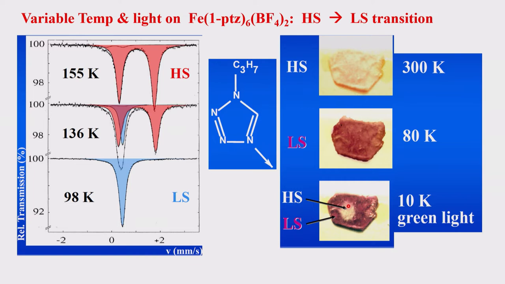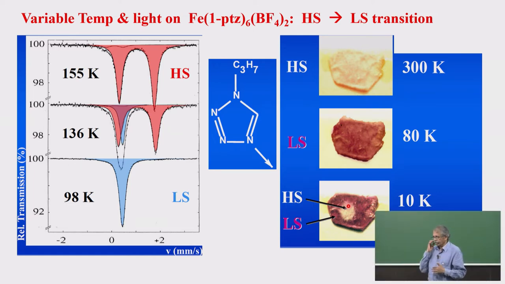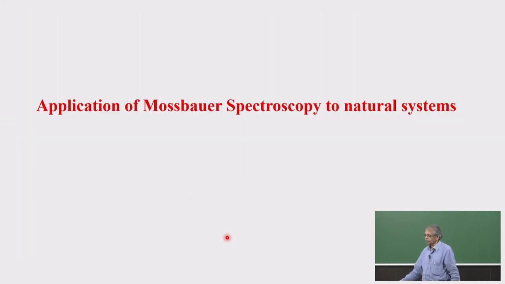So, we have seen that the pressure, the temperature, the ball milling, and the light incident will vary the high spin and low spin components. Therefore, you can use any one of these stimuli when you want to transform one spin state to the other. Therefore, these can be used in sensor kind of applications very well.